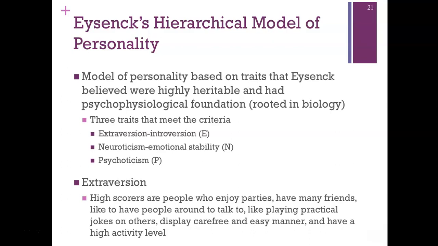And these traits were extroversion and introversion. And we can see some of the first two, at least, being on a spectrum there, or on polar opposites. So extroversion versus introversion, neuroticism versus emotional stability, and psychoticism. So taking a look at extroversion, high scorers are people who enjoy parties, have many friends, like to have people around to talk to, like playing practical jokes on others, display a carefree and easy manner, and have a high activity level.